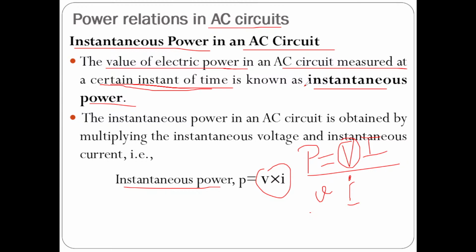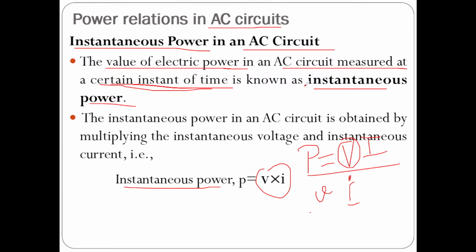Now, the voltage equation for a sine wave we already know: small v is equal to Vm sine omega t.